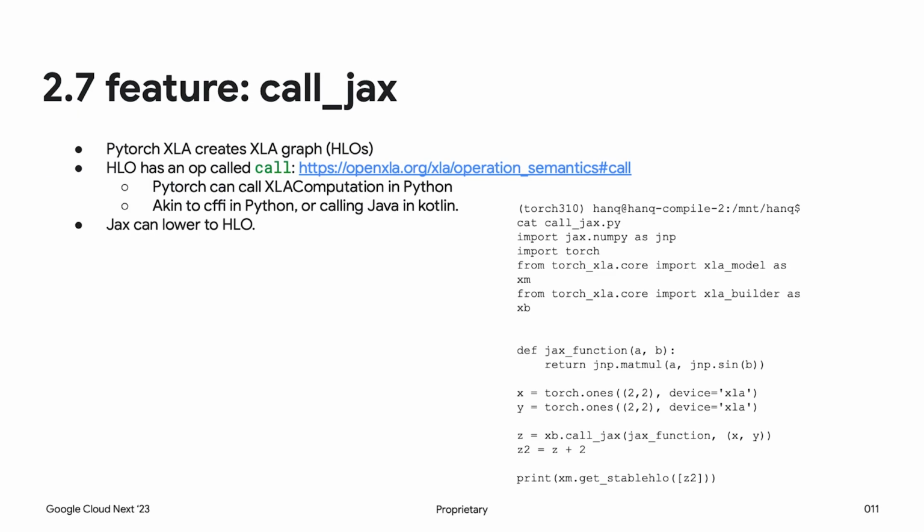So what it does is that if you have a JAX function here, JAX function AB, normally you can only pass JAX arrays to JAX functions, right? So this call JAX operation allows you to call a JAX function using torch tensors, right? So here call JAX with the JAX function, and then the two torch tensors which are allocated here on TPU. It has to be XLA tensor though. And then you will call this JAX function on those two tensors, and then you get the result, right?